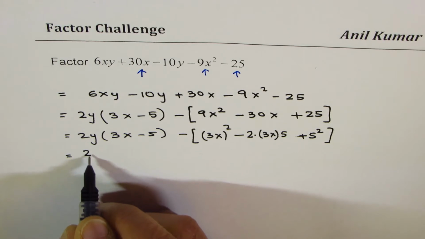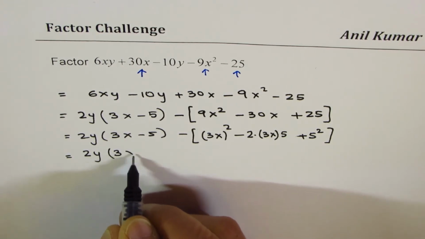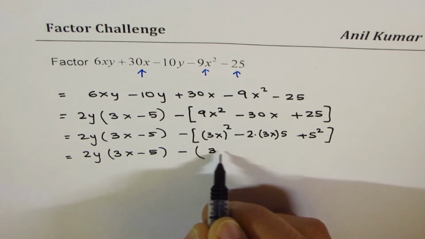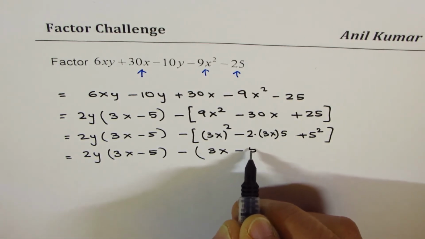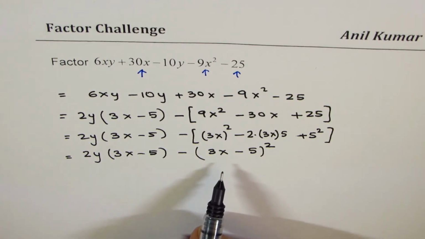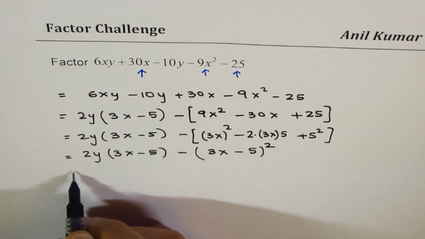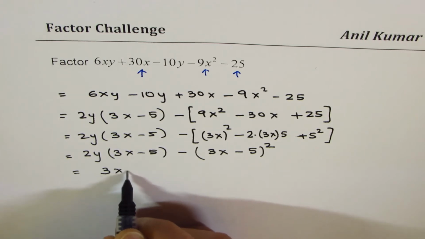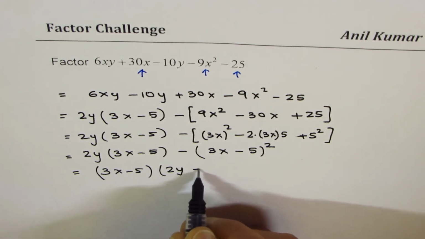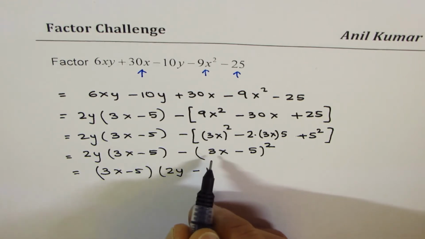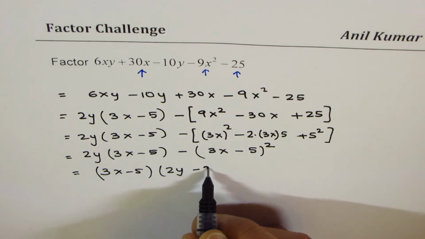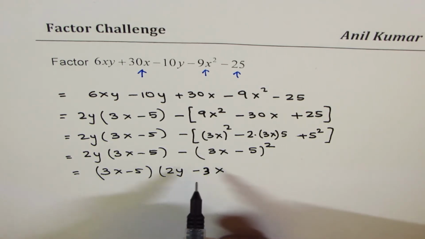So what we get here is 2y times (3x minus 5) minus (3x minus 5) whole square. So 3x minus 5 is now a common factor. Taking that, we get (3x minus 5) times (2y minus, now one of them has been taken out, so one factor of 3x minus 5 remains).